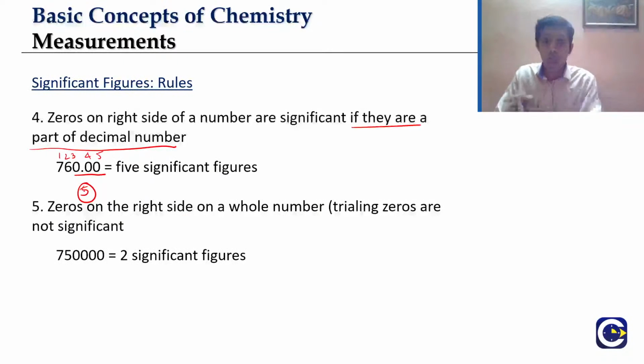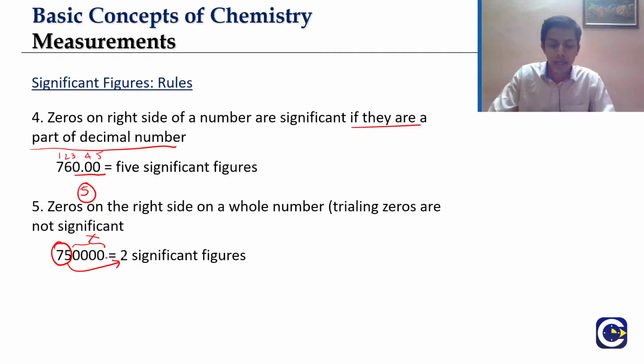Fifth rule: zeros on the right side of a whole number will not be significant. So if there is no decimal, these are not significant. Zeros are not significant if there is no decimal to the right. Only two significant figures will be there.